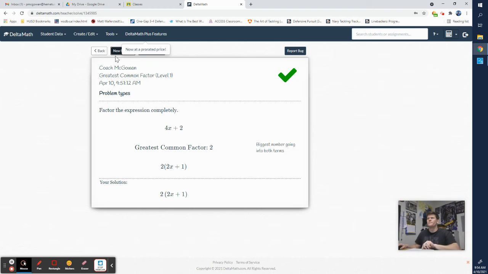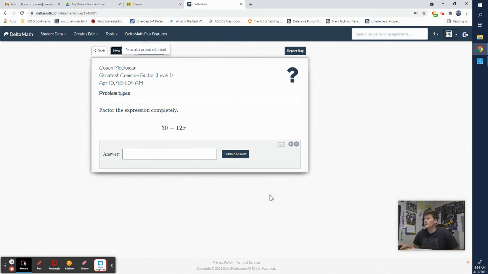Let's try one more. Take a look at this one. We have 30 minus 12x. 30 minus 12x. Again, let's break this thing down. So I like starting with the smaller one. Let's start with that 12.